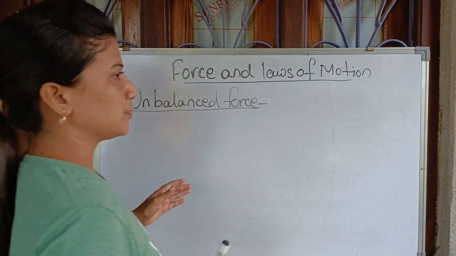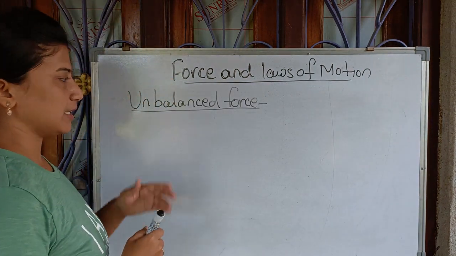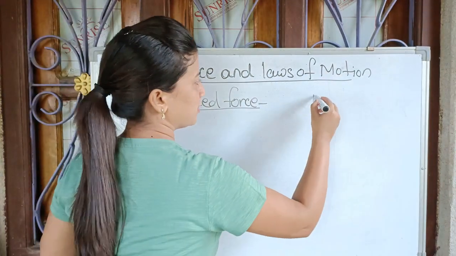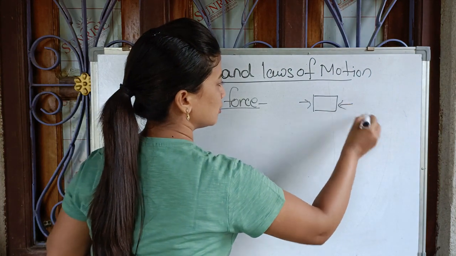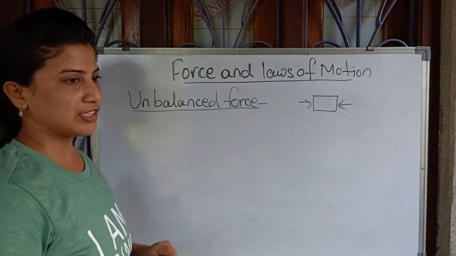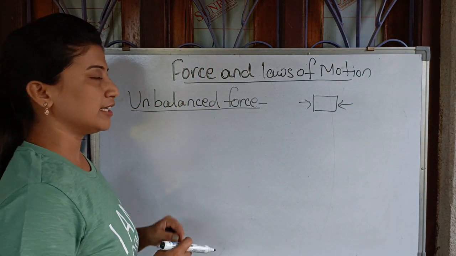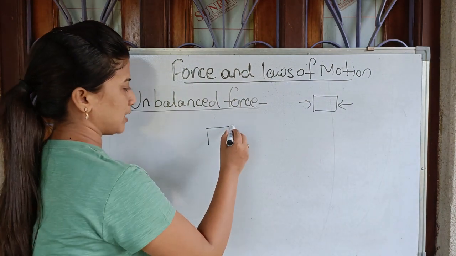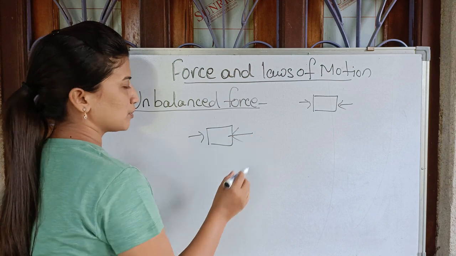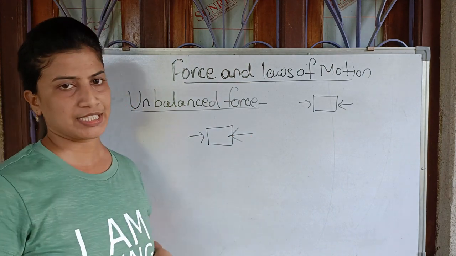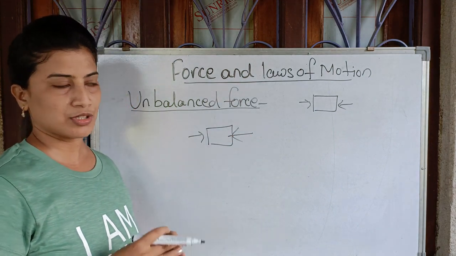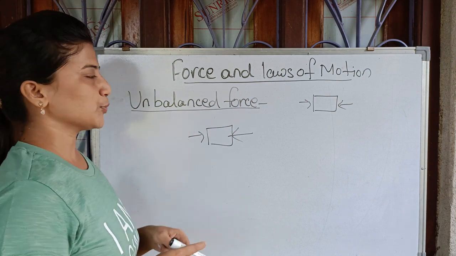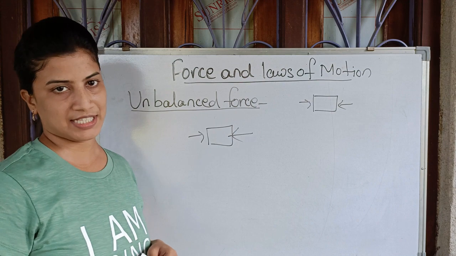The next type of force that we are going to study is unbalanced force. And what is unbalanced force? In balanced force, we just studied that when there is a body and the body is getting two forces equal in magnitude and opposite in direction, we called it balanced force. So similarly, in case of unbalanced force, what will happen? A body is having two or more forces, but these forces are not equal in magnitude. Some force is more, some force is less. Then in that case, we will say the forces are unbalanced.